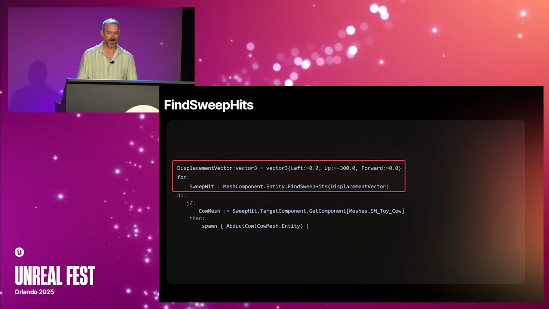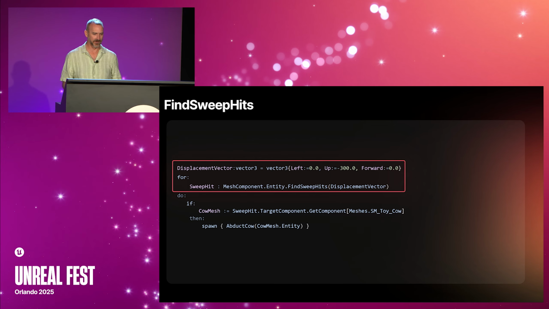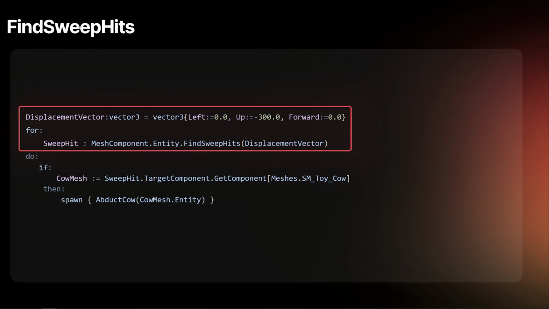So we're just defining where the sweep happens. So I'm going down 300 units. So just taking the mesh and it just pretends like if we move the mesh down 300 units, what are we going to hit along the way? So for our sweep hit, we run find sweep hits, and then again I'm just casting to a cow, and if it is the cow, then we do our abduction logic.